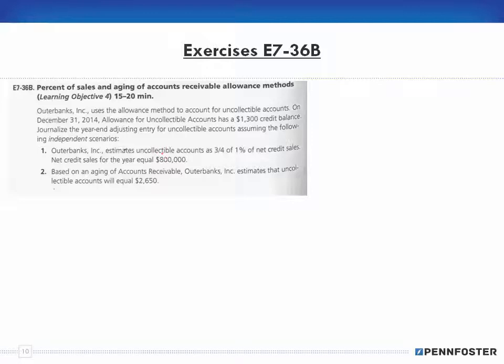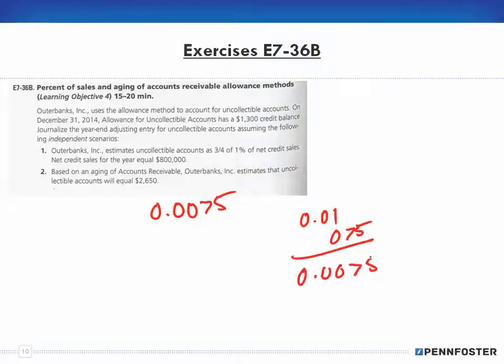So it says the estimate uncollectible account as 0.75%. All right, so 0.75% is 0.0075. Sorry about that. Remember, 1% is 0.01, right? Three-quarters of that is 0.0075, right? Three-quarters of it.